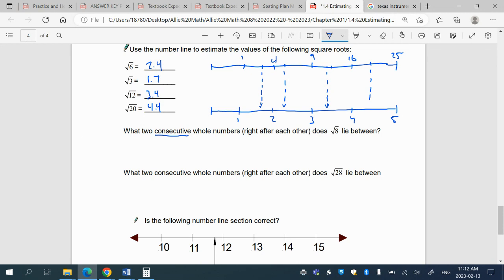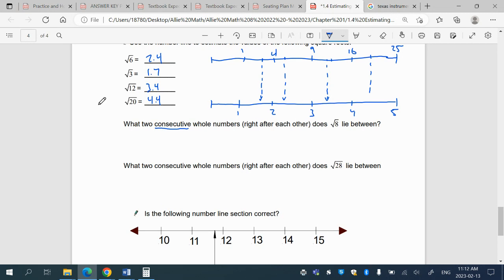Okay, so now this is asking which two consecutive whole numbers, right after each other. This is a word that got a few people tripped up before, so it's a really good math word to know: consecutive. So numbers that come right after each other. Which two consecutive whole numbers does the square root of 8 lie between?